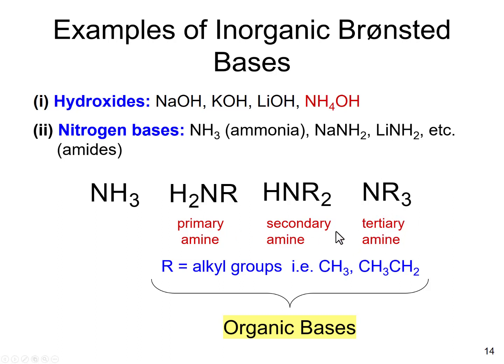Now all of these amines are organic bases, and the R would stand, as I mentioned already, as an alkyl group, or it could be also an aromatic group, but in most common cases, these would be simple alkyl like methyl or ethyl and so on. And they give rise to a large library of organic bases.